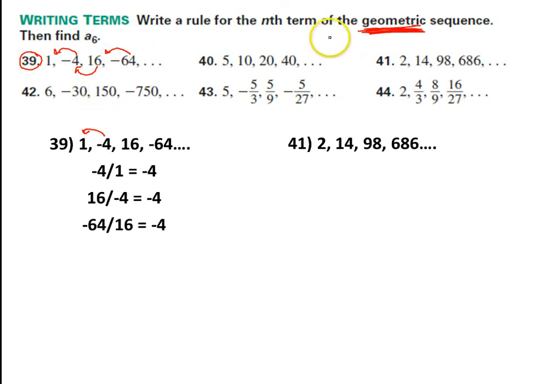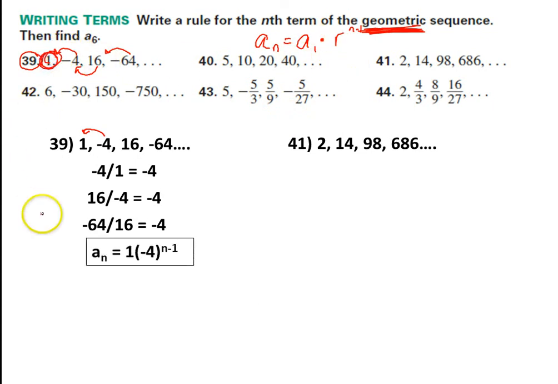Since this is geometric, what's our general equation? Our general equation is a sub n equals a sub 1 times r to the power of n minus 1. So plug in what we know. We know r is negative 4 and a sub 1, remember, is our first term, so that is 1. So our equation: a sub n equals 1 times negative 4 to the power of n minus 1.